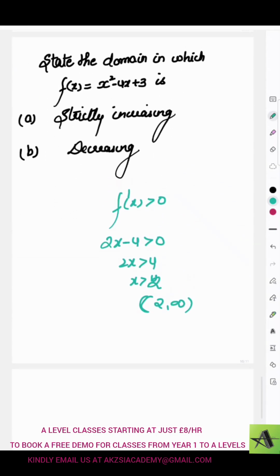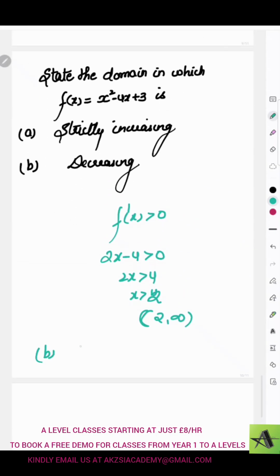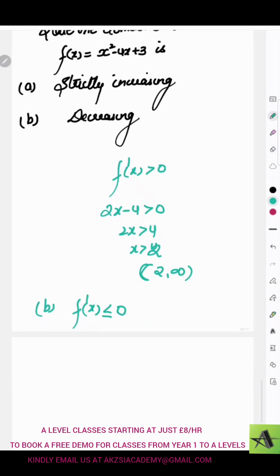For part B, it's decreasing. So for decreasing, it has to be f dash x less than or equal to 0. It's not strictly, it's just decreasing, so we can include the stationary point. So again, the same differentiation will be 2x minus 4. 2x minus 4 should be less than or equal to 0. So x is less than or equal to 2. That means all the values that are lesser than 2, so you can write it in this case, and either way you can represent the inequality.